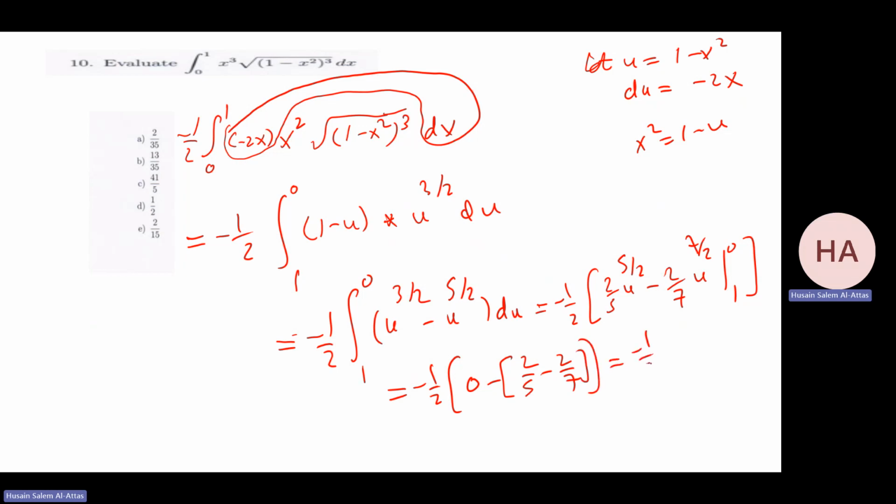Okay, that will be minus half times what? 14 minus 10 is 4 over 35 with a minus sign. Minus 4 over 35. That gives me 2 over 35. Yeah, this is 2, this is 1. So I have 2.